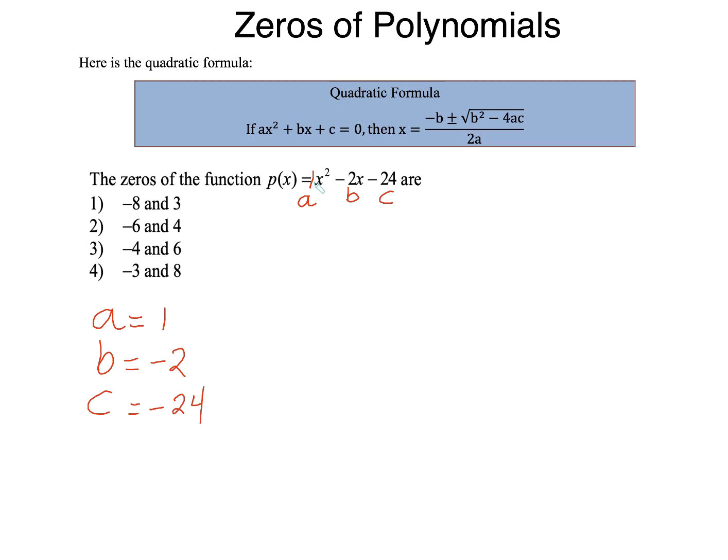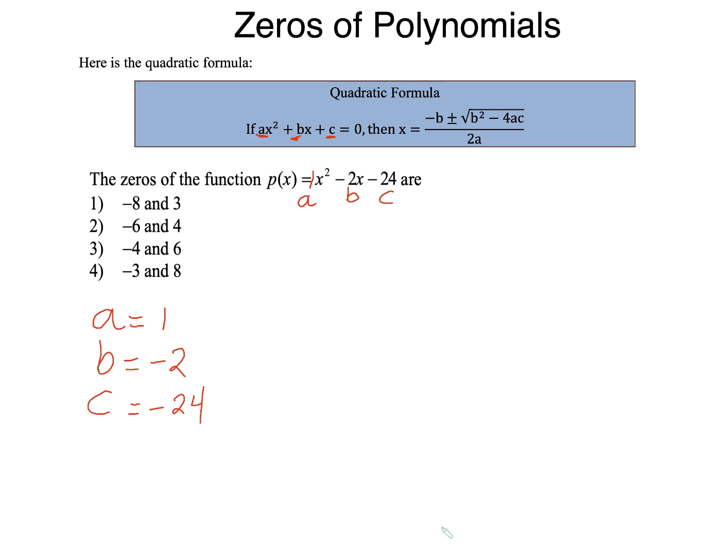So we need to identify who is A, who is B, and who is C. Always remember, A is always paired with your x squared, B is paired with your x, and C is your last constant. Again, mathematicians, they were not creative. So if you look at it, A, B, C, doesn't it remind you of the Pythagorean theorem without the squares? Okay, so we've identified who is A, who is B, who is C.